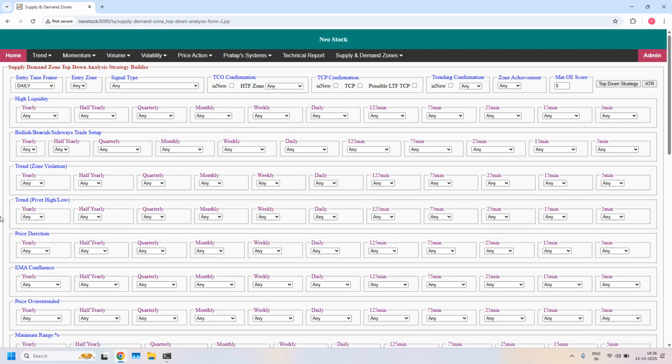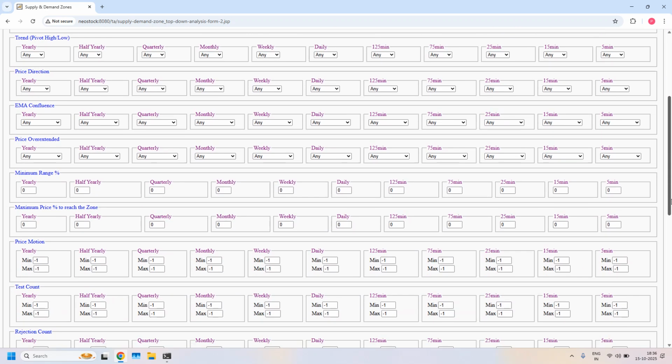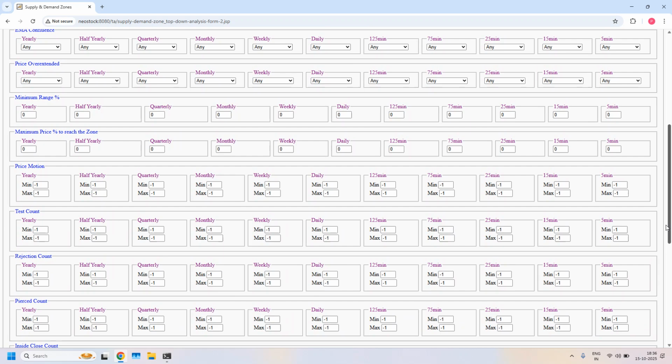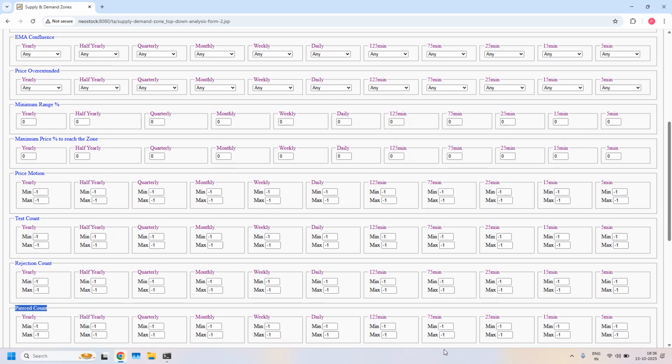For daily income trade, sideways long trade setup, entry time frame 15 minutes, entry zone demand zone, bullish bearish sideways at 15 minutes time frame. I am selecting sideways long, zone achievement violated opposing zone, minimum odd enhances score 11 for sideways, and this 15 minutes demand zone should not be pierced. So in the pierced count parameter at 15 minutes time frame, I am setting minimum value 0, maximum value 0.